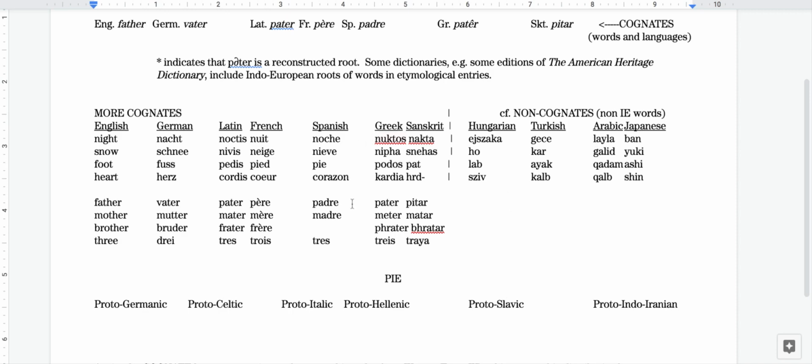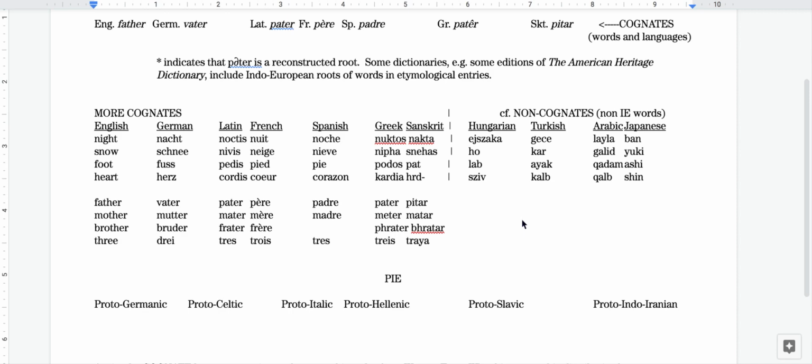And you could go through this list and you can see basically the same thing: all the words over here are cognates. They're related to each other. They come from the same origin, whereas these words over here are very different from the Indo-European ones.